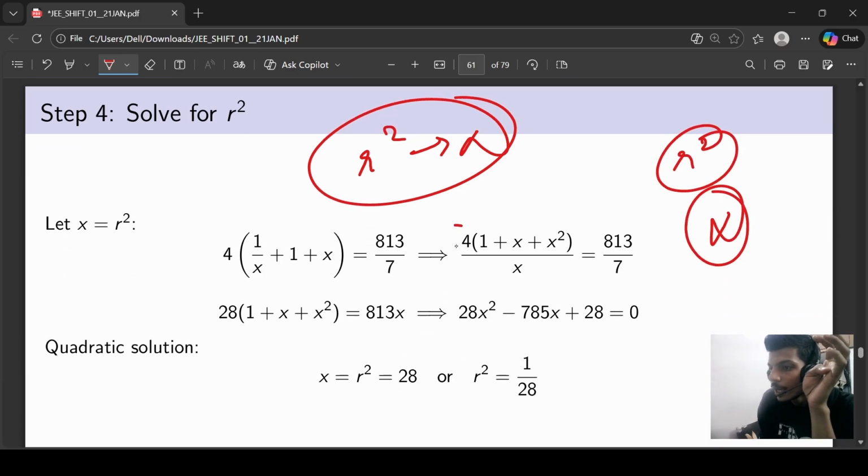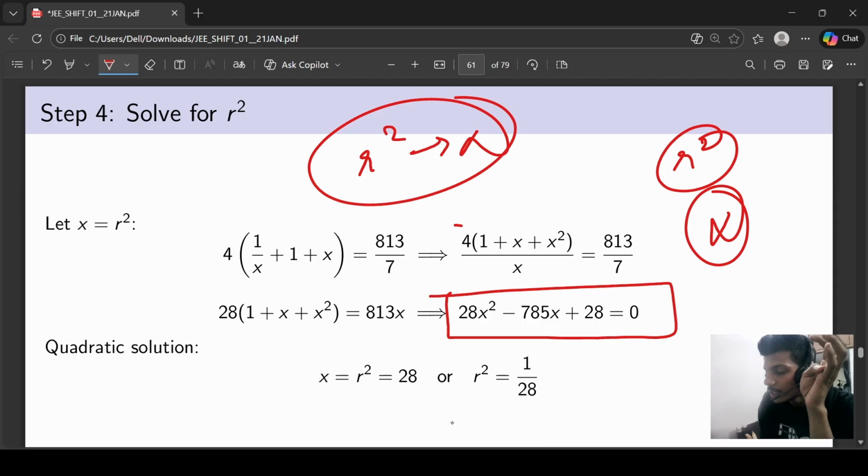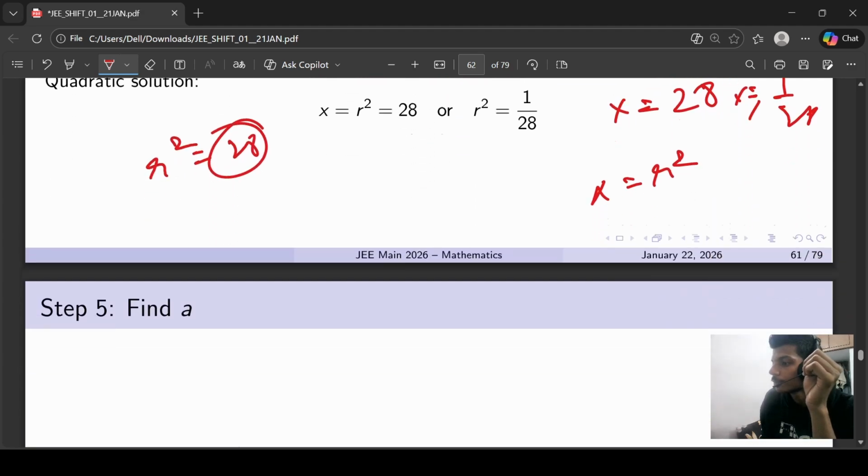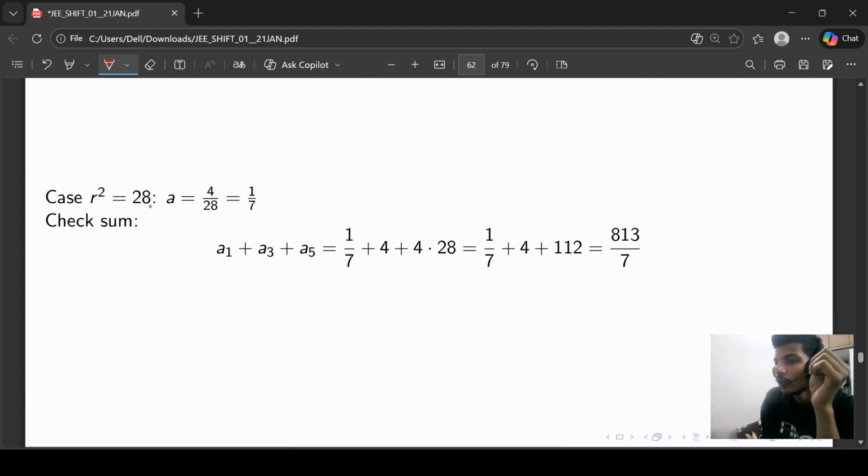Okay, and after solving this, this is the quadratic equation I will get, and the roots for this quadratic equation are 28 and 1 by 28. So the value of x is equal to 28 here, and the value of x is equal to 1 by 28 here. And what is x? x is simply r square, so I will get r square is equal to 28 here. Got it?